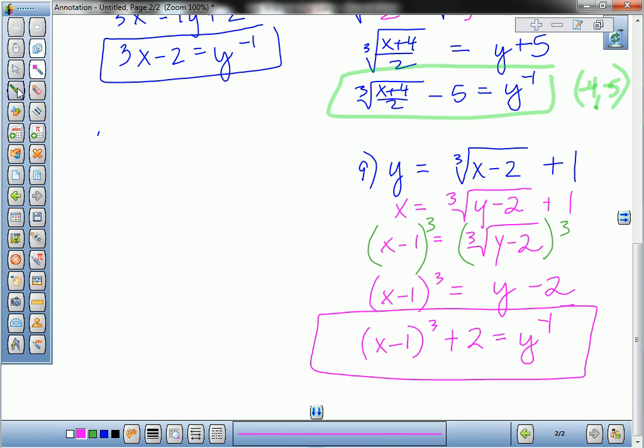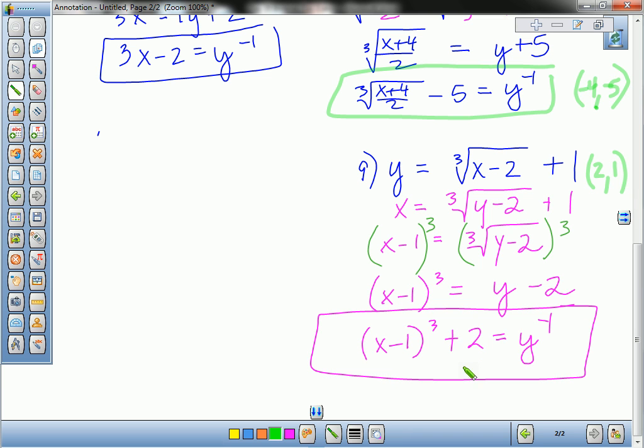Now, let's do our check step. The translation point of our original cubic was 2, 1. What is the translation point of our cubed root versus cubic? 1, 2.